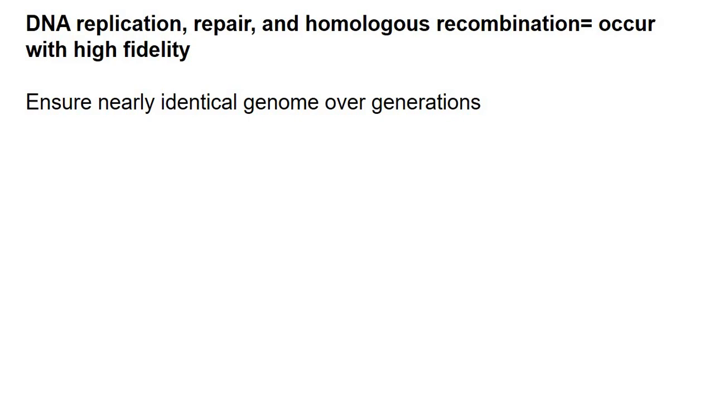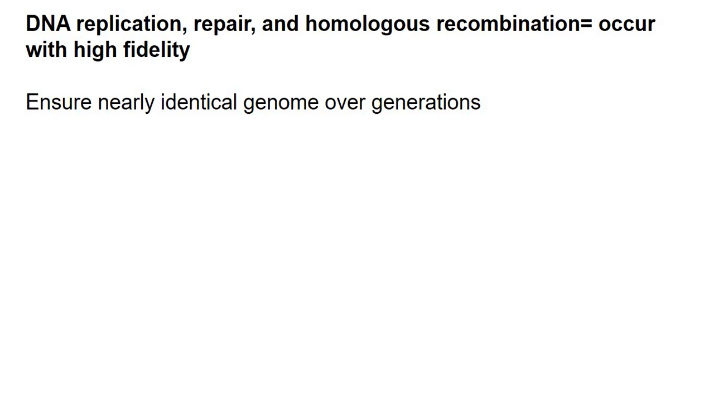So all of these different events in the cell, DNA replication, repair, and homologous recombination, they all occur with high fidelity. So in DNA replication, as we already saw, the polymerase has the capacity to check for any errors, and then repair double-checks all the errors, and homologous recombination makes sure that if there is a double-stranded break, it is fixed using the homologous chromosome before the cell divides.